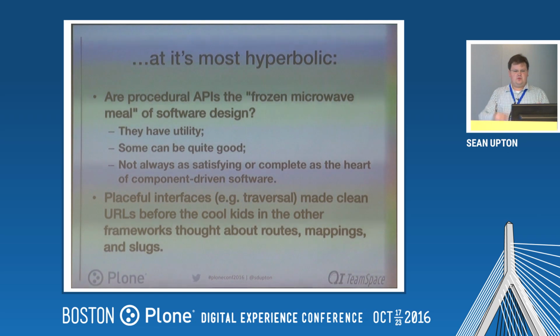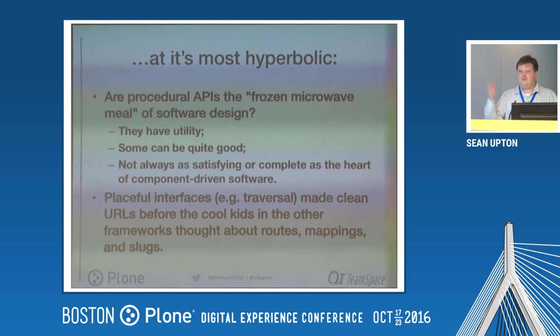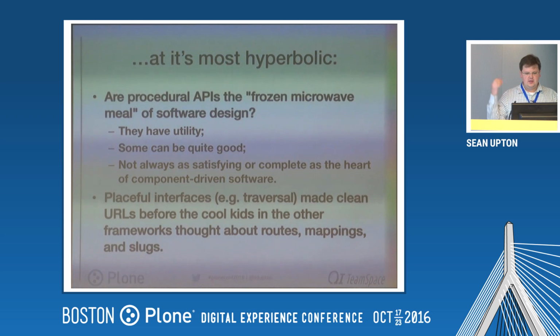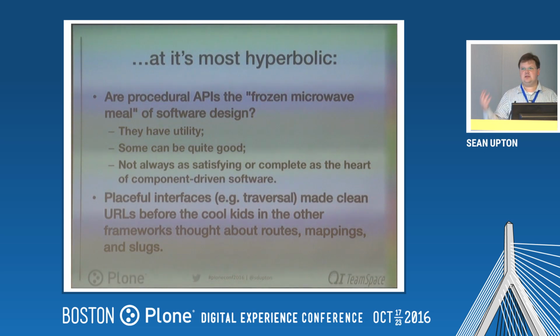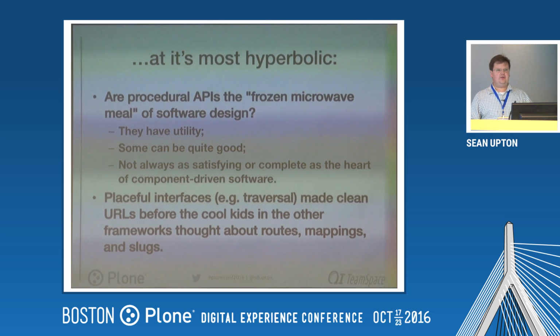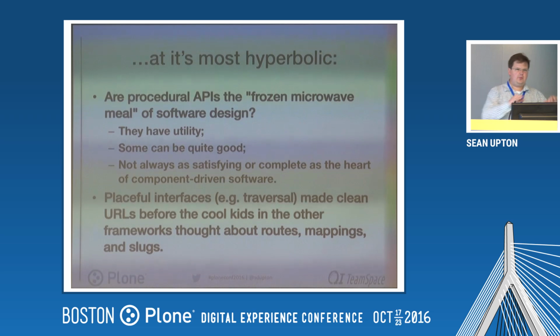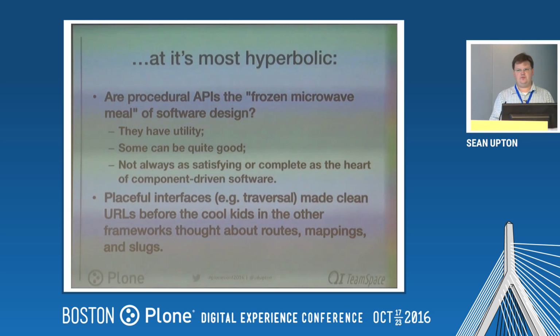Placeful interfaces, so like traversing to an item. They made clean URLs before all the folks from Django and other places were thinking about routes and mappings and slugs and things. The people who put Django together arguably didn't even know about why it was that Zope had clean URLs in the first place.